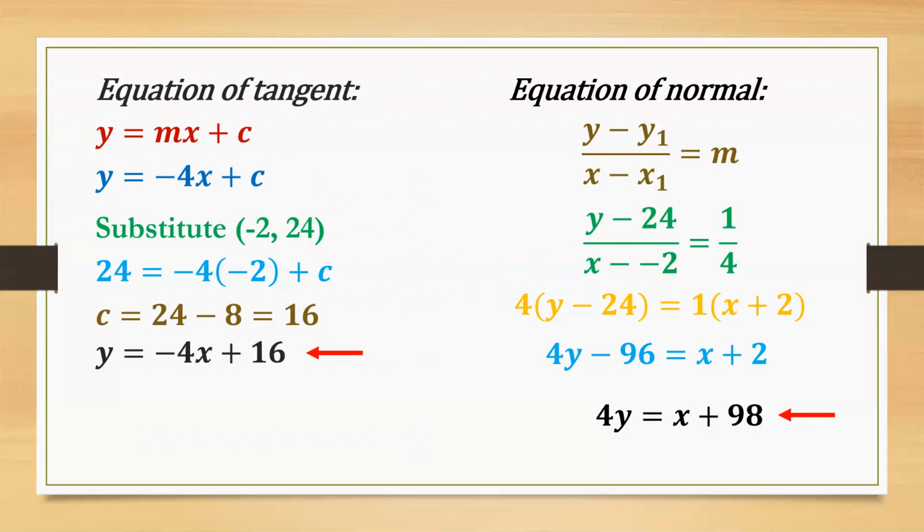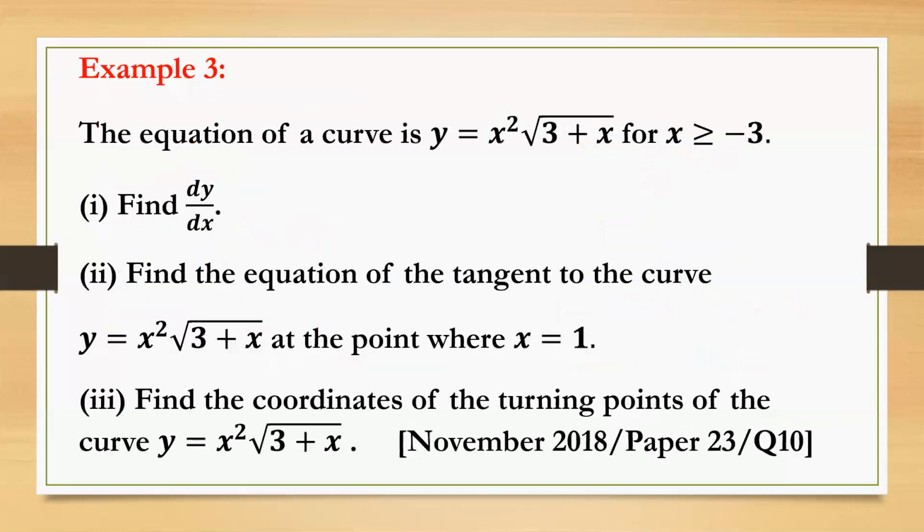In some questions, you might be given the gradient of a normal, and you have to find the gradient of a tangent. And once you know the gradient of a tangent and the gradient of a normal, you have 1 point lying on these lines. It's very simple to find the equation of tangent and normal because you're simply finding the equation of a straight line. Let us move on to the third example.